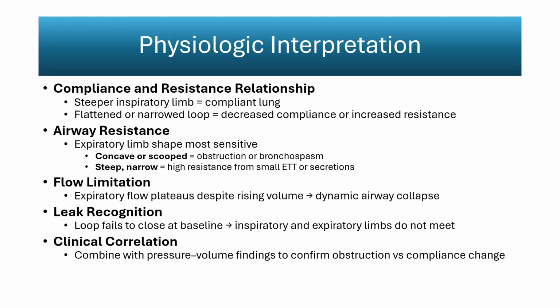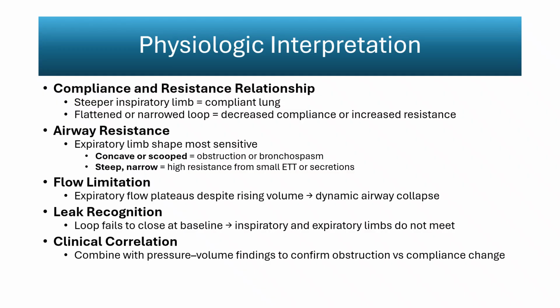The loop also helps detect leaks. When a leak is present, the inspiratory and expiratory limbs fail to meet at the baseline. The loop does not close because some of the exhaled gas bypasses the flow sensor. Instead of returning to the starting point, the expiratory limb ends early or at a lower measured volume.